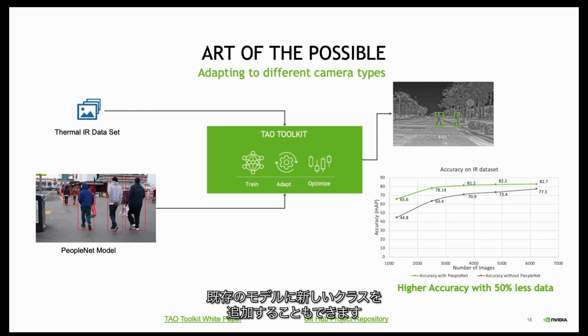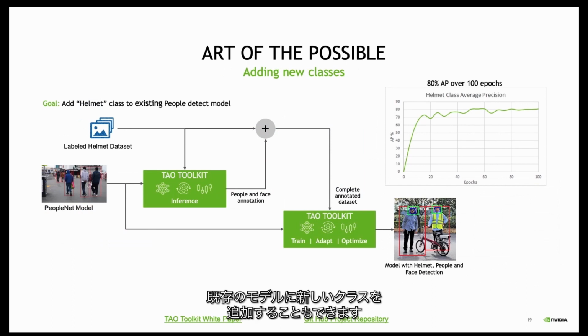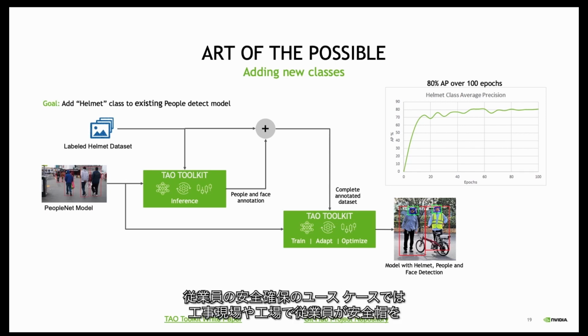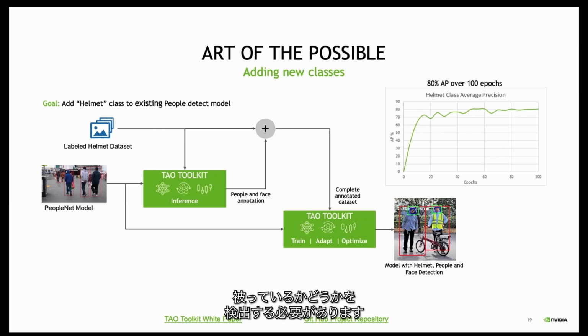You can also fine-tune existing models to add new classes. Let's say you have a model that detects people and faces, such as PeopleNet, and now we want to use it to see if the person is wearing a helmet or not. Think of worker safety use case, where you want to detect if workers are wearing a safety hat or not, like on a construction site or a factory floor.